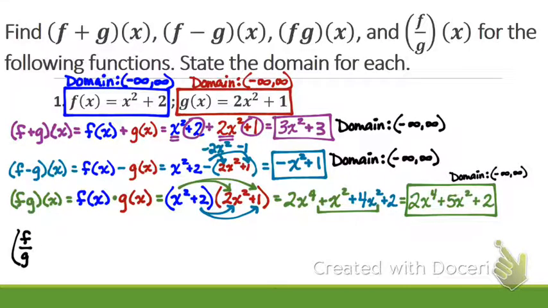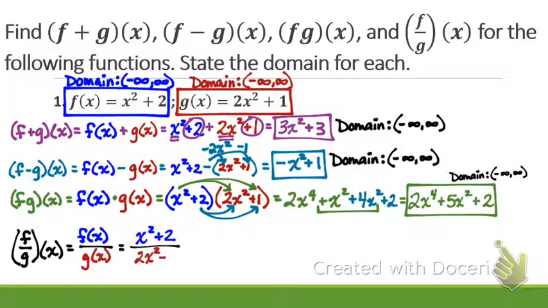Doing the quotient of f and g. I'm going to have my function f of x in the numerator, my function g of x in the denominator. So I have x squared plus 2 up on top. I have 2x squared plus 1 down on the bottom. Can I reduce that at all? Can that simplify any further? Nope. That's my quotient.